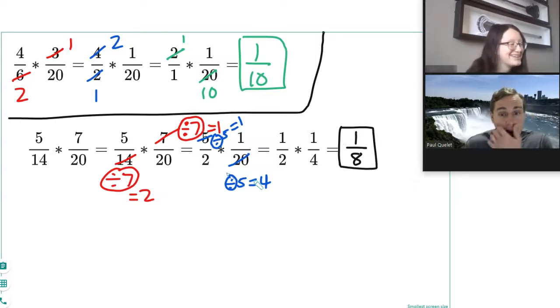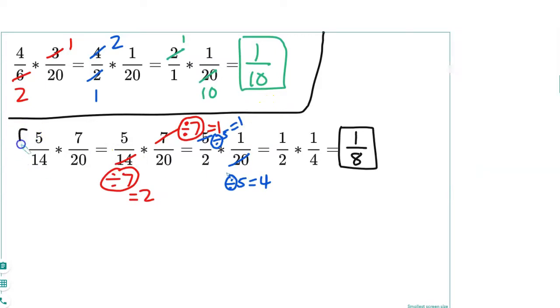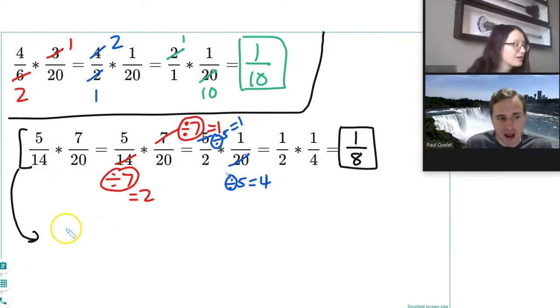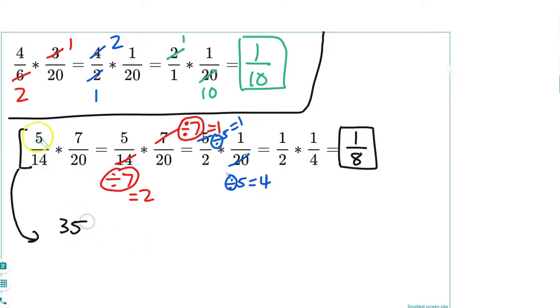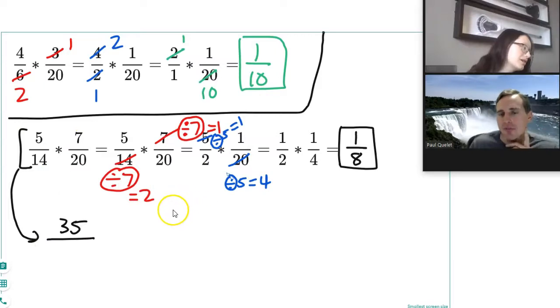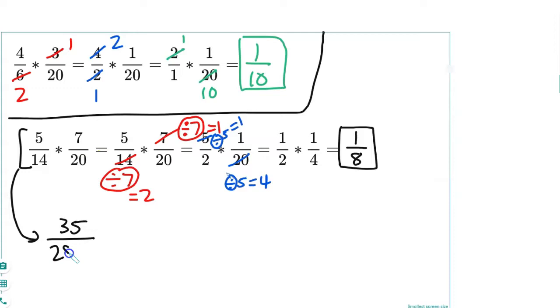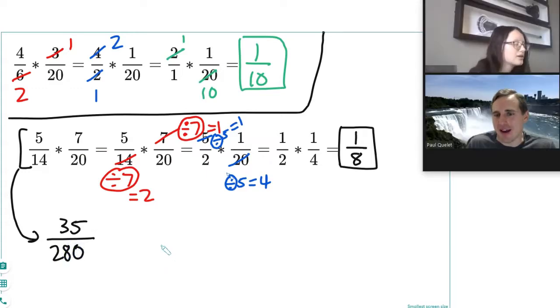Now, by the way, if you don't mind, I'll show you the longer way, but I'll show you why it's really tedious. The longer way would be 35, because it's 5 times 7, over 14 times 20. 14 times 10 would be 140, but times 20 is twice that, so it'd be 280. Now we haven't paid yet. Now we need to pay later.